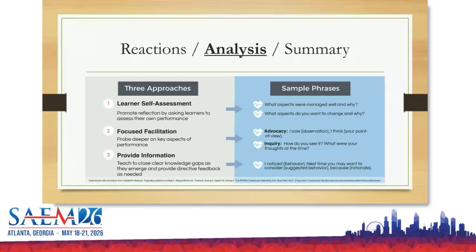So in the analysis phase, these are just some tools, and I think in all of your handouts you have this, that you may use in the analysis phase. So having learners perform a self-assessment, asking them what went well and what would you want to change and why. We talked about advocacy inquiry a little bit, the I saw this, I am worried about that, and I wonder, right? So taking something that you observed during the educational session, I noticed that you mentioned this, or I saw that you did that, a very clear observation, and then inquiring about their thought process.